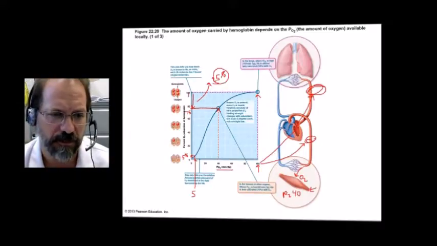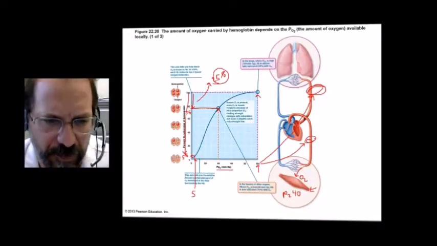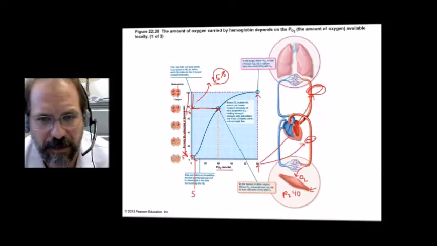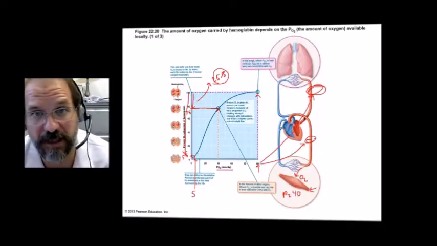Well, now the available hemoglobin has given up 95% of its available oxygen. So it's pretty much spent at this point. It doesn't have anything left to give.